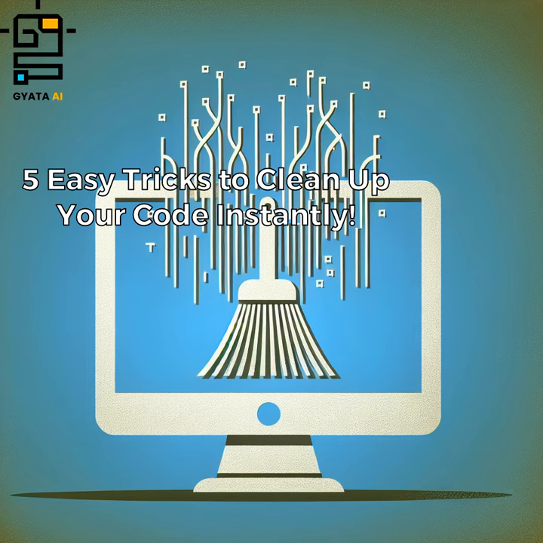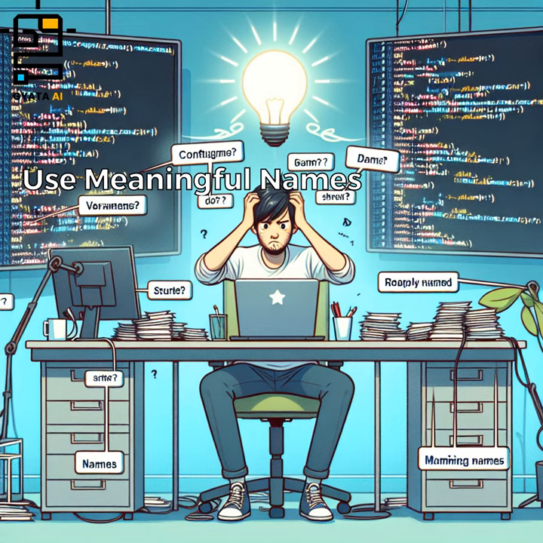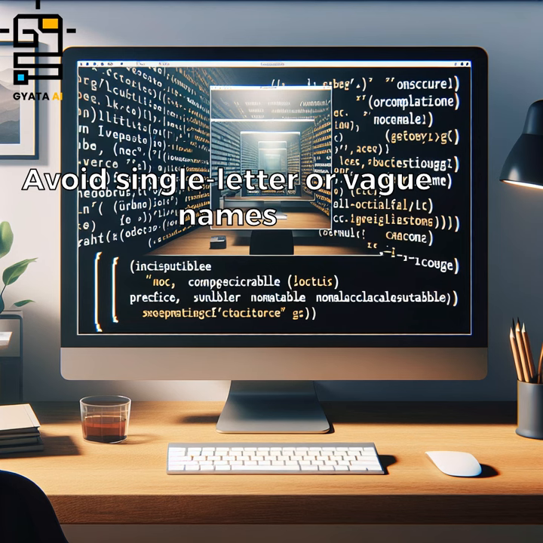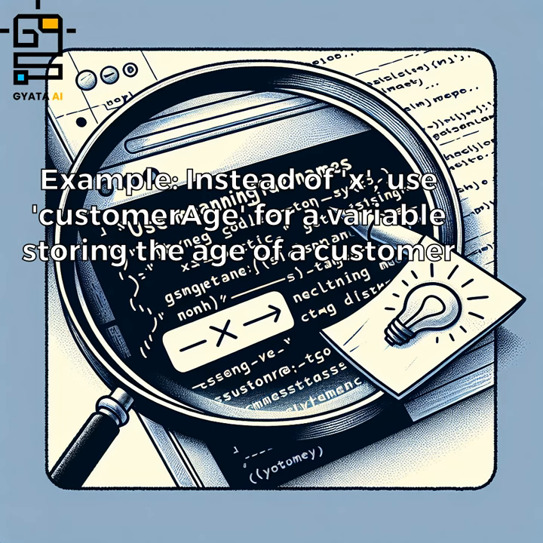5 easy tricks to clean up your code instantly. Use meaningful names. Choose descriptive names for variables, functions, and classes. Avoid single-letter or vague names. Example, instead of X, use customer age for a variable storing the age of a customer.